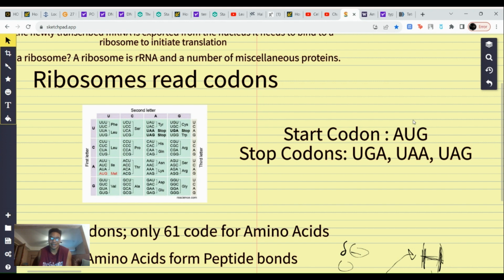The stop codons I just kind of memorized: UGA, UAA, and UAG. They stand out, so if you ever see them in a testing center, just make sure you're like UGA, UAA, or UAG. It's basically like AUG, but different. There's plenty of mnemonics on YouTube that you can use to memorize those 3, but everyone's going to memorize things differently.